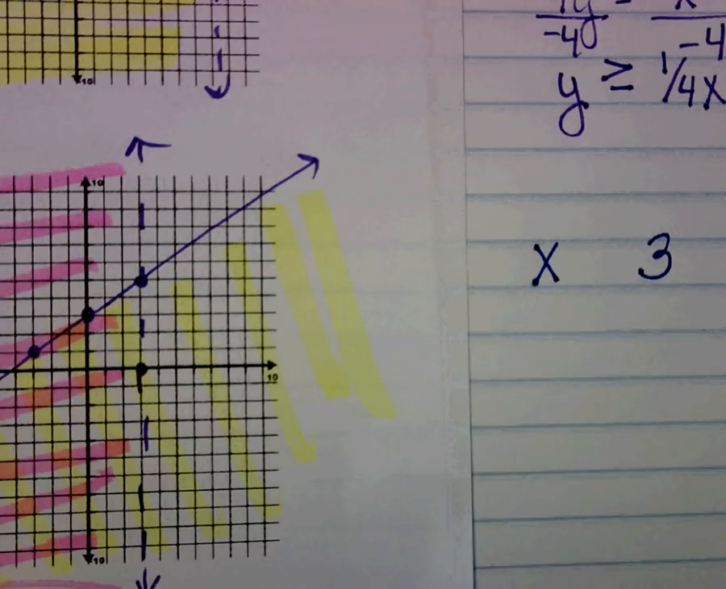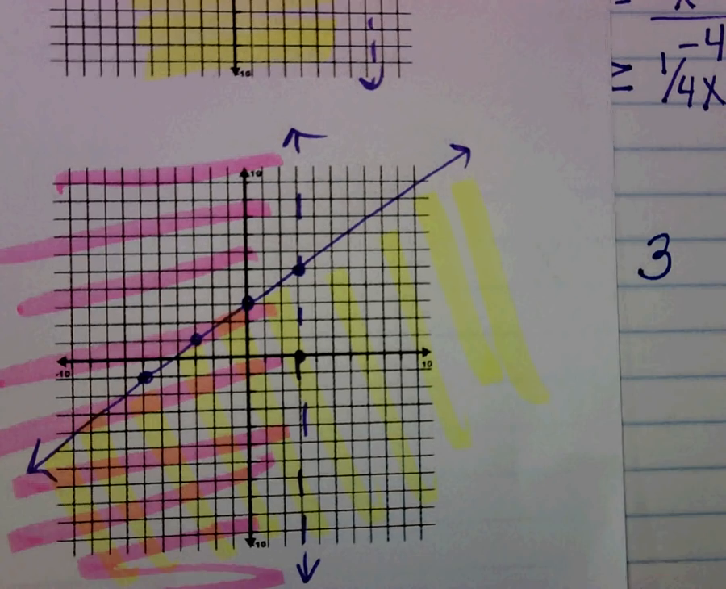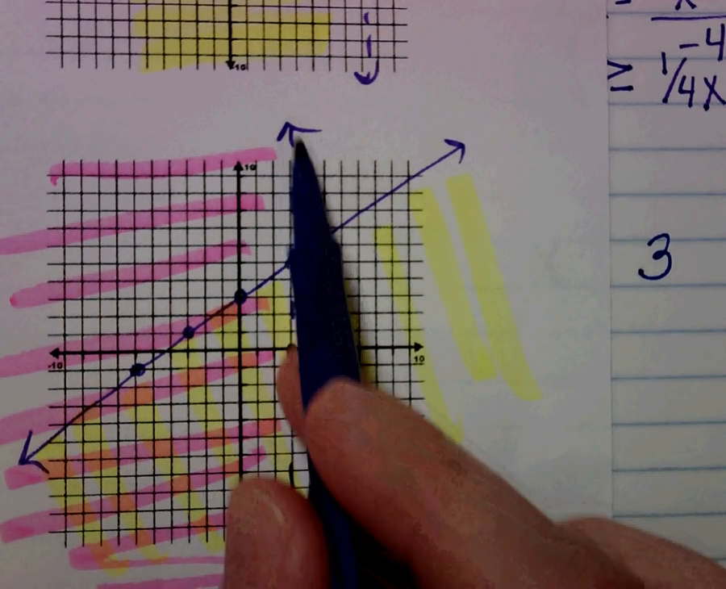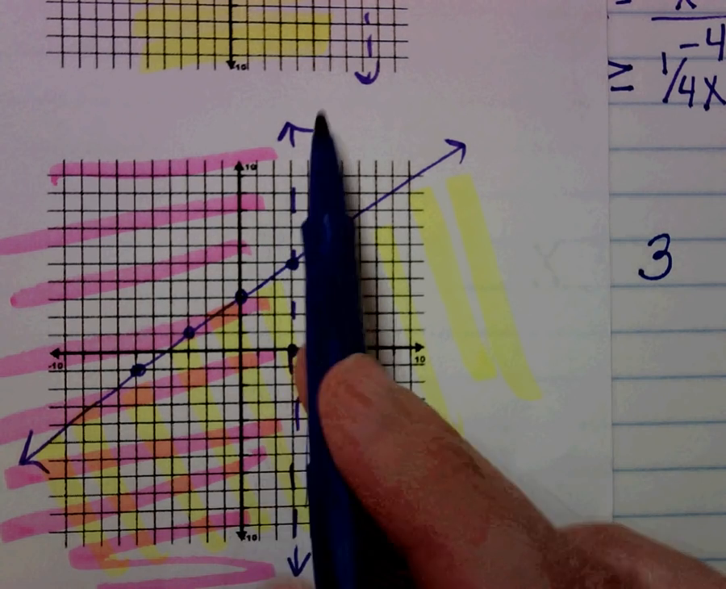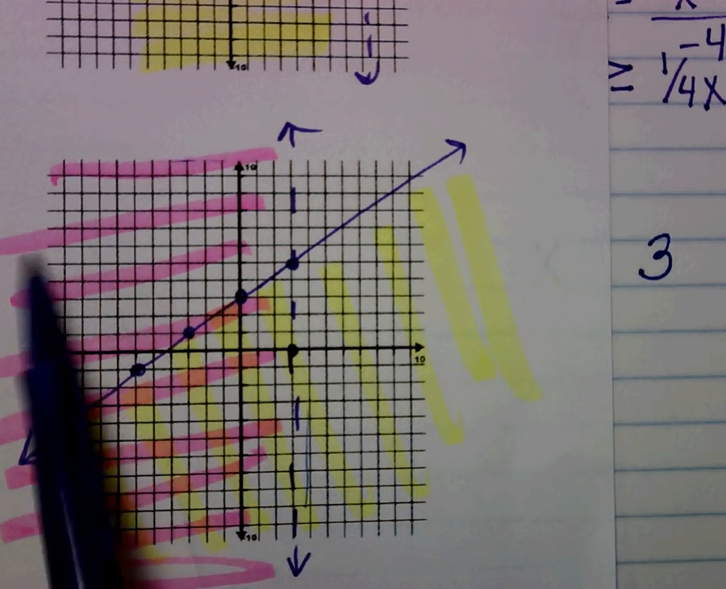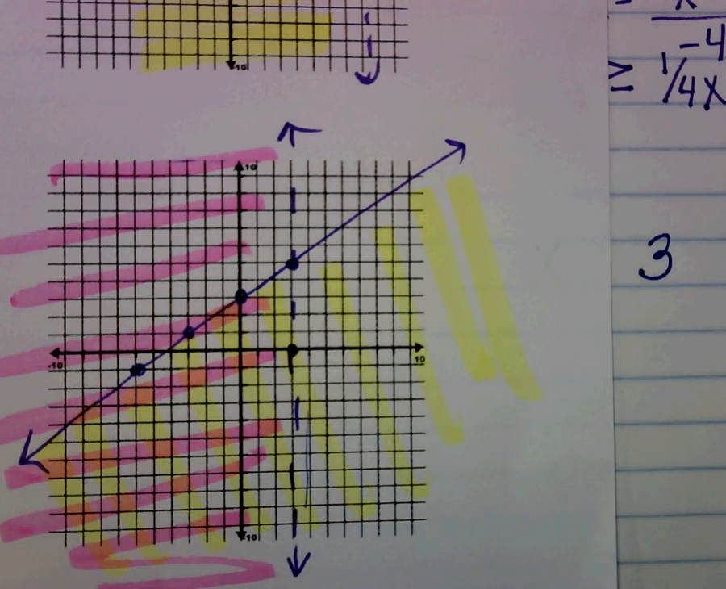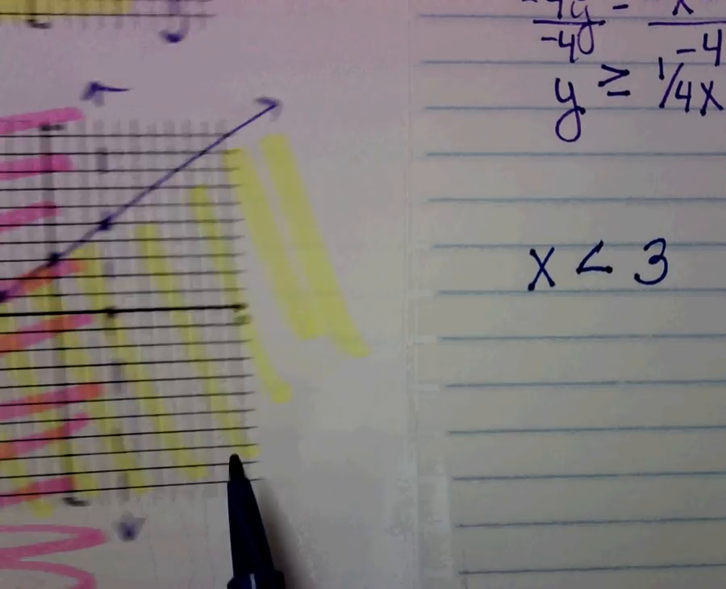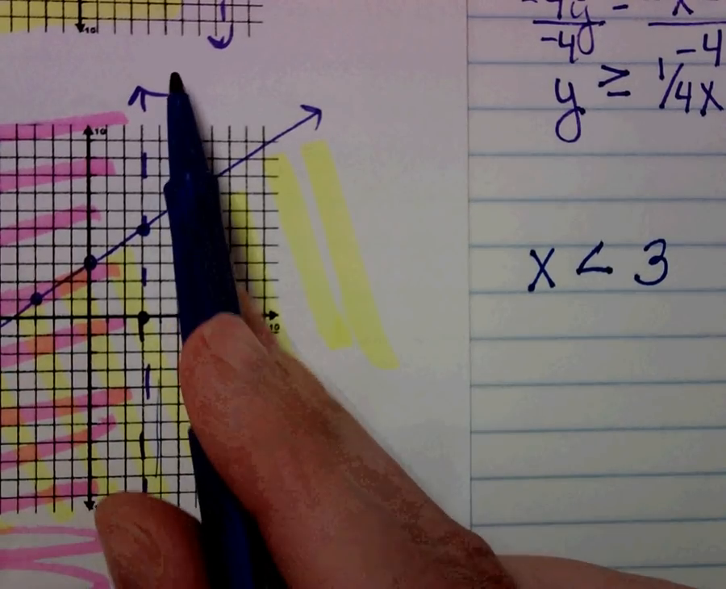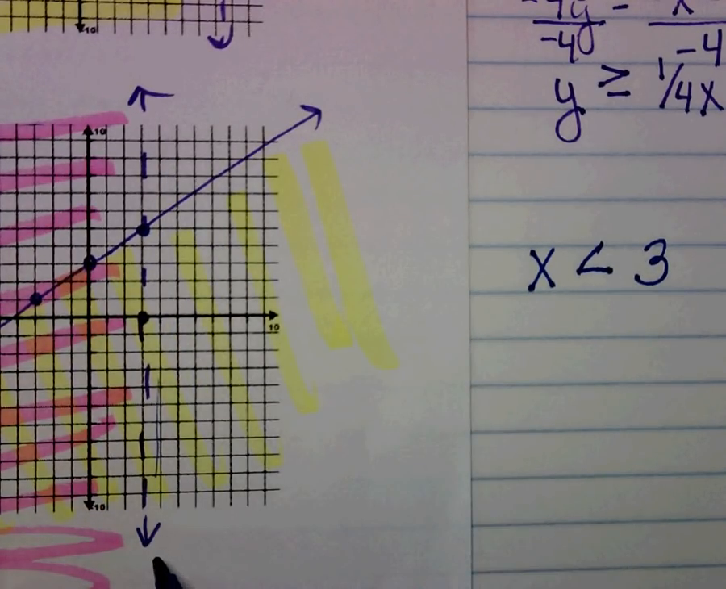Now the next thing we need to think about is where the shading is according to the vertical line. The shading here, this is the pink that goes with that line, is showing less than. Then do we put equal to? The answer would be no, because it's a dotted line.